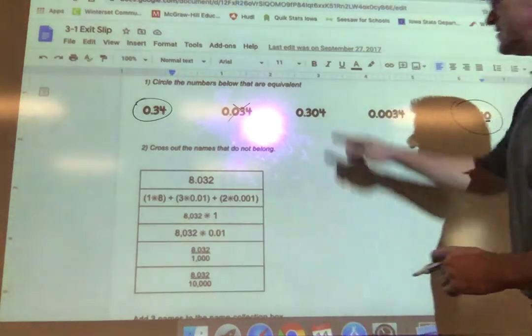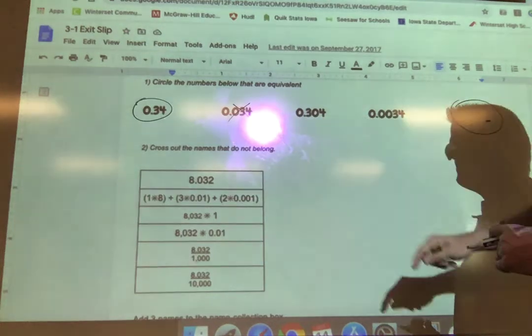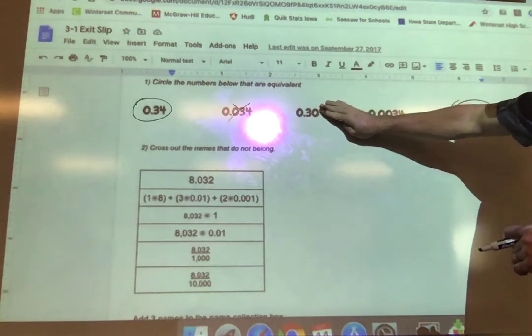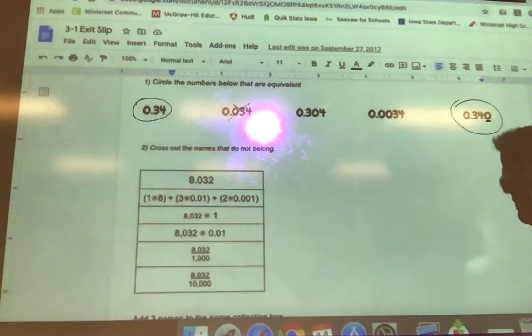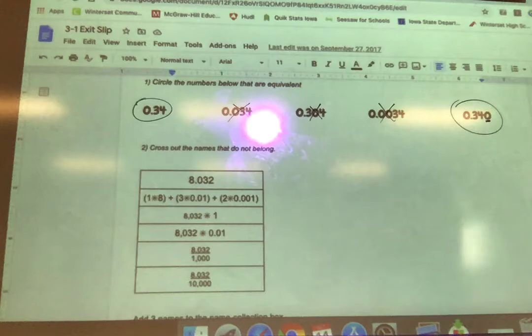That's smaller. This would be 304 thousandths. So that doesn't work. That's not 34 hundredths. I don't have a 4 in that hundredths column. And then this would be 34 ten thousandths. Very, very small. Again, that is not equivalent. The only two that are the same are 34 hundredths.